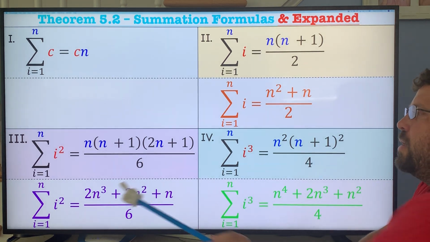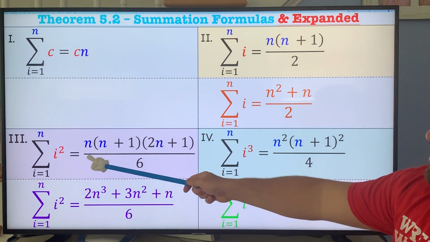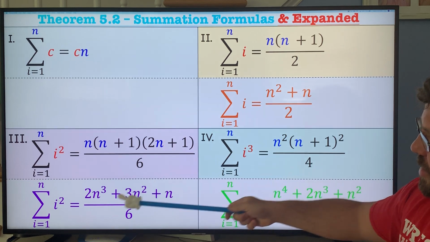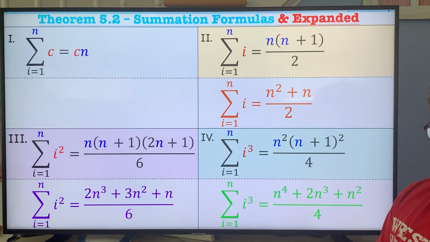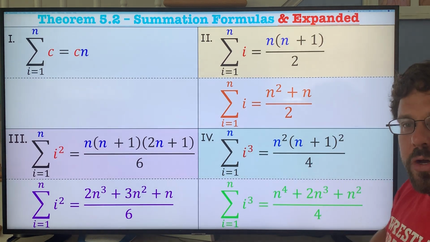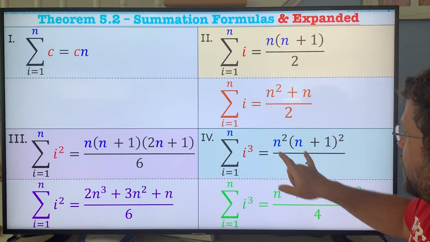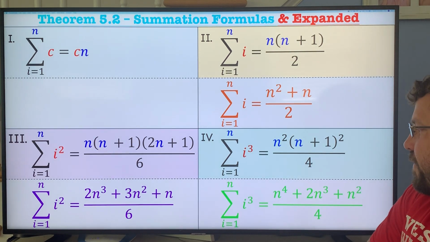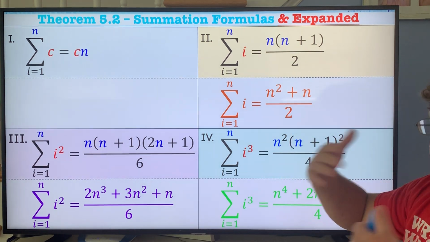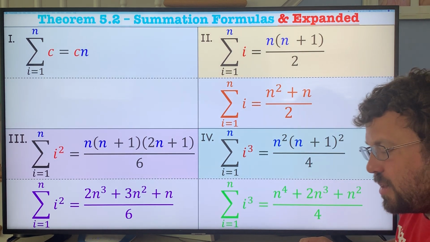Right here, for i squared, n times the quantity n plus 1 times the quantity 2n plus 1, divided by 6. All right, if I distribute this in here, take that and multiply it in there, you get 2n cubed plus 3n squared plus n all divided by 6. How we doing? All right. Right here, if you have i cubed, n squared times the quantity n plus 1 squared all divided by 4, or if I FOIL this and distribute it in, you get n to the 4th plus 2n cubed plus n squared all divided by 4. Now, there are things like i to the 4th, i to the 5th, and so on. We're just going up to i to the 3rd in this class, in these lessons, okay?